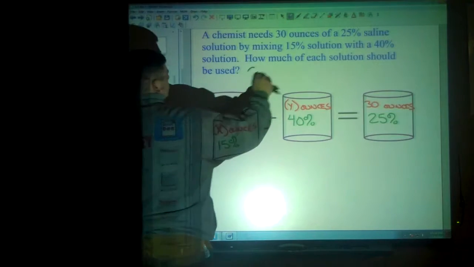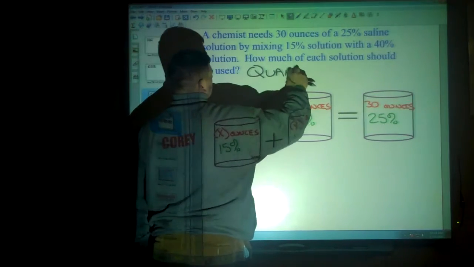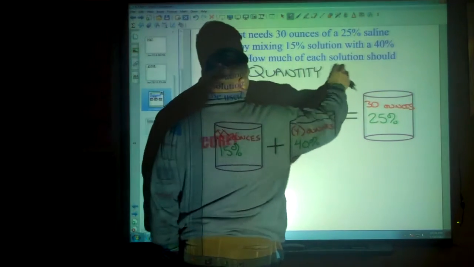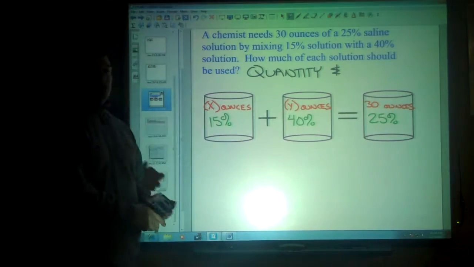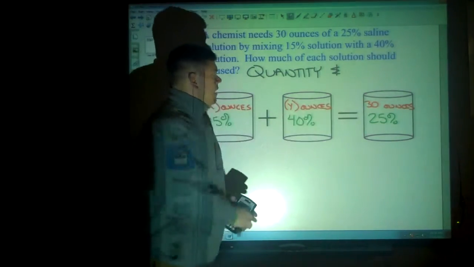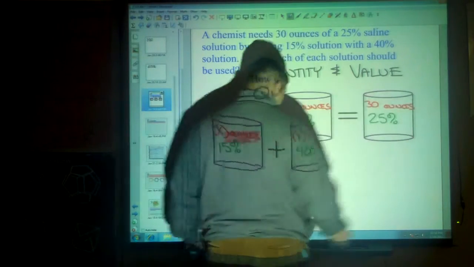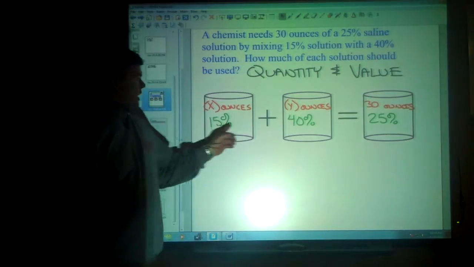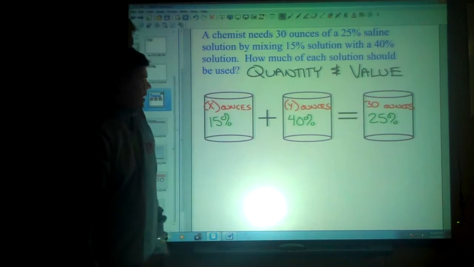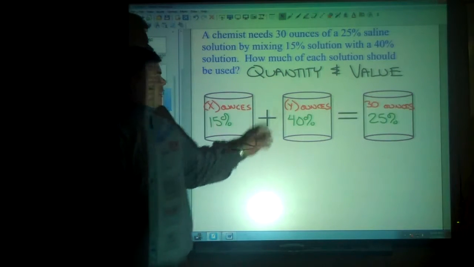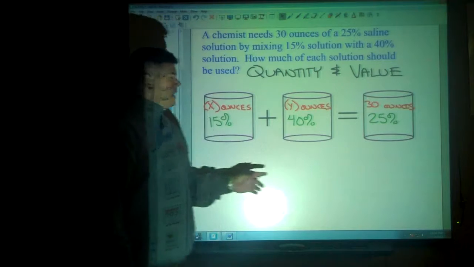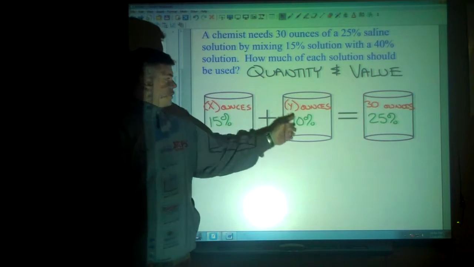In most of these situations, we still want to write two equations. One involving quantity, the amounts that we have, these ounces, and then another one including the values. Now, the values in this problem are the percent of saline solution. Now if it was exactly 15 ounces of this and exactly 15 ounces of that, then our final product would be an average of these.